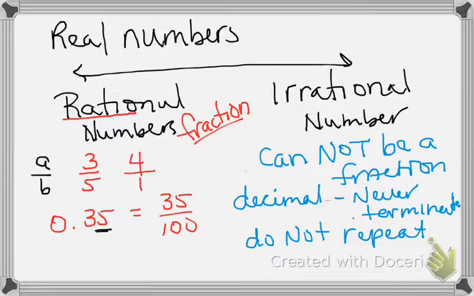So let me give you some examples of that. One of the most famous ones is pi. Pi is 3.14, and I'm not going to go through all the decimals, but it keeps going on and on and on. It never stops. There's no pattern to it. The square root of 2 is another irrational number.